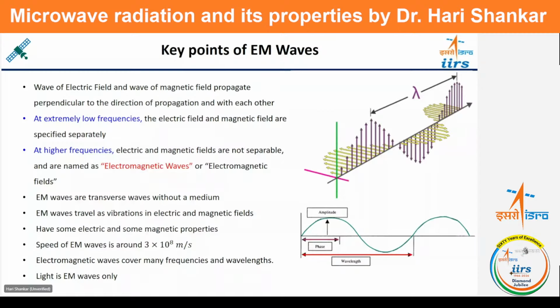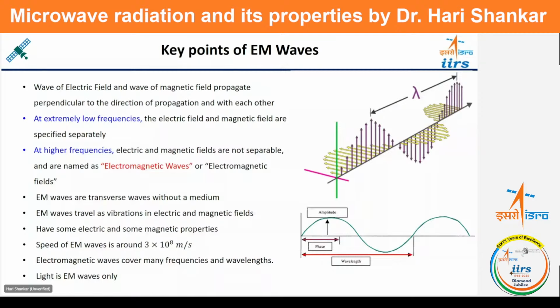Though the electromagnetic spectra consists of both electric and magnetic fields, if the frequency is very low, for example extremely low frequencies, the electric field and the magnetic fields are specified separately, meaning we can describe both separately. But at higher frequencies, electric and magnetic fields are not separable. Very high frequencies means beyond the visible portion, let us say ultraviolet, X-rays, gamma rays, where the frequencies are very high. It means the electric and magnetic fields cannot be separated very easily.